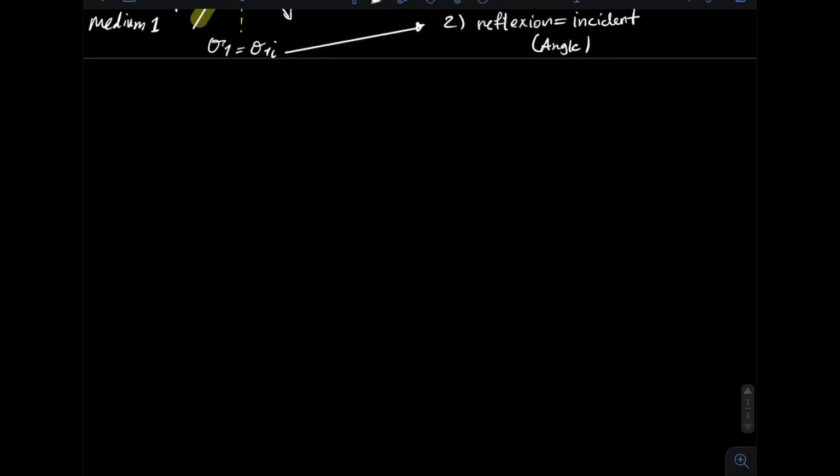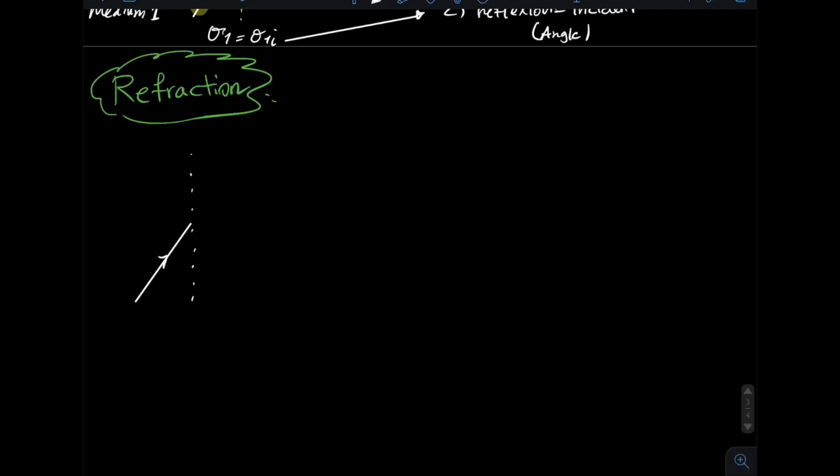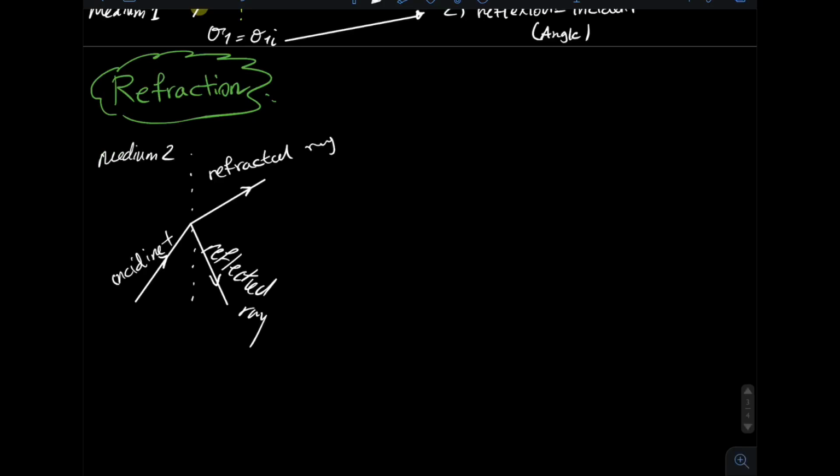Okay, then we are going to study refraction. So what is refraction? Again, we have a similar drawing. There is an incident ray, like the last time. There is a refracted ray and there is a reflected ray. Again, medium 2, medium 1, and 2 and 1. And then again, these two are equal.